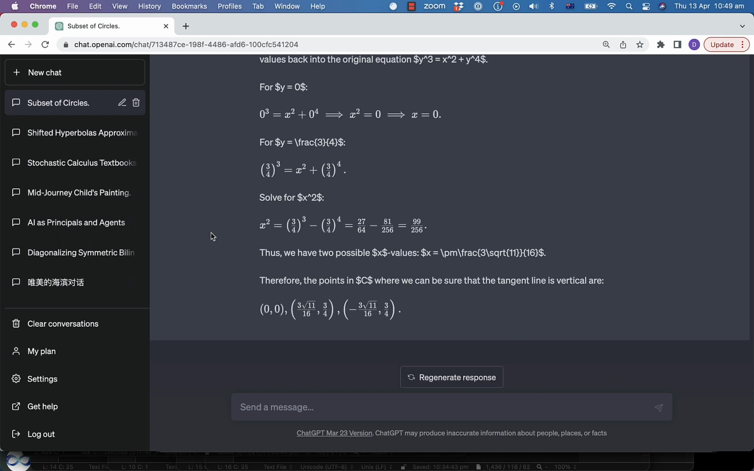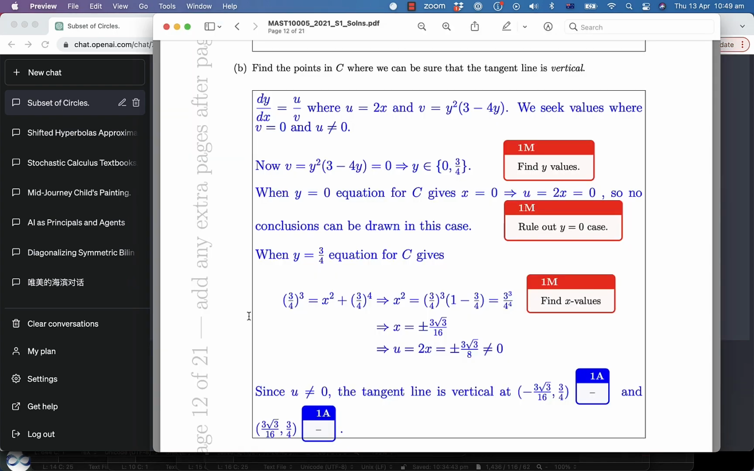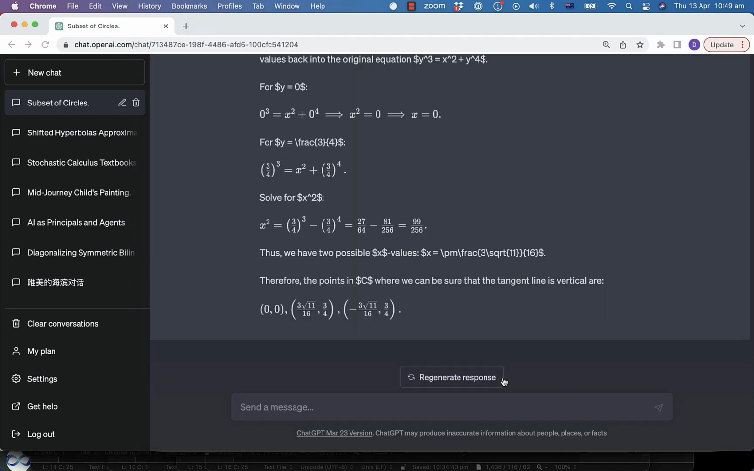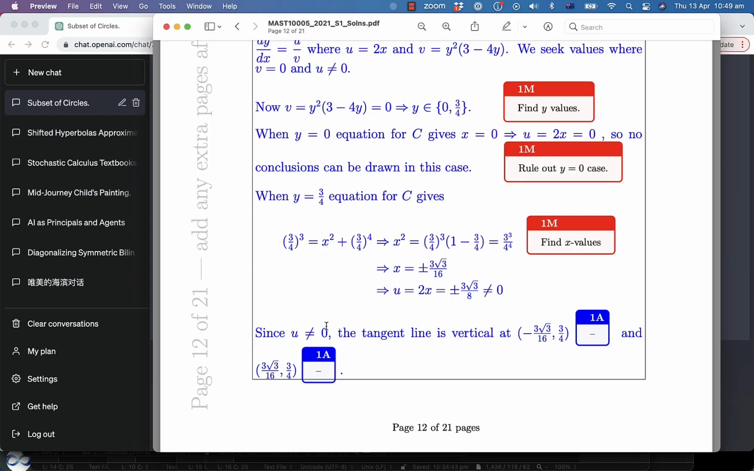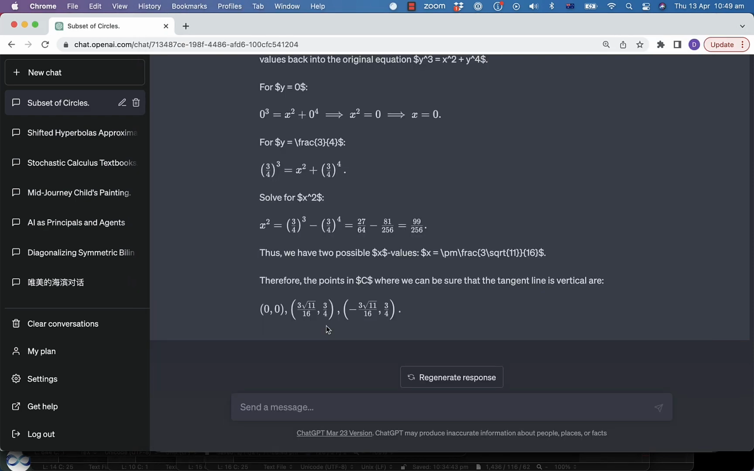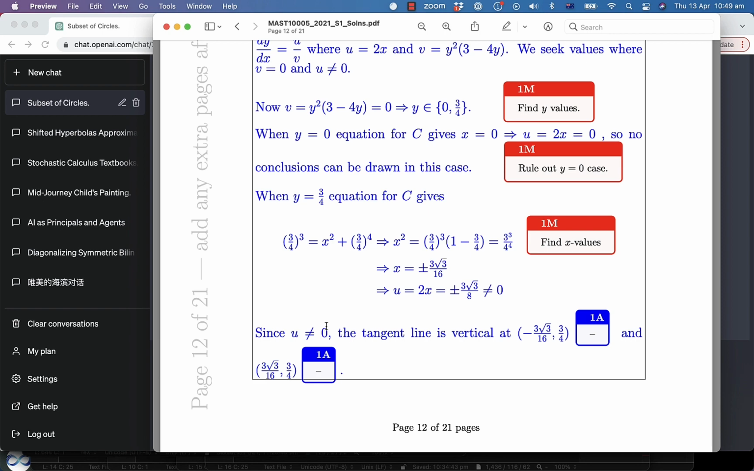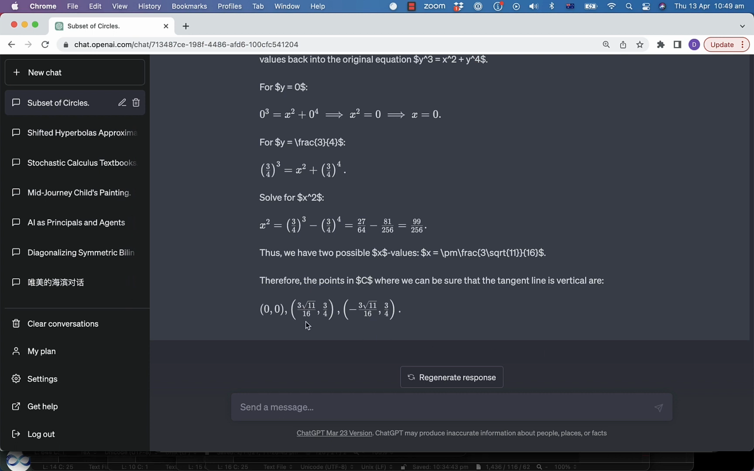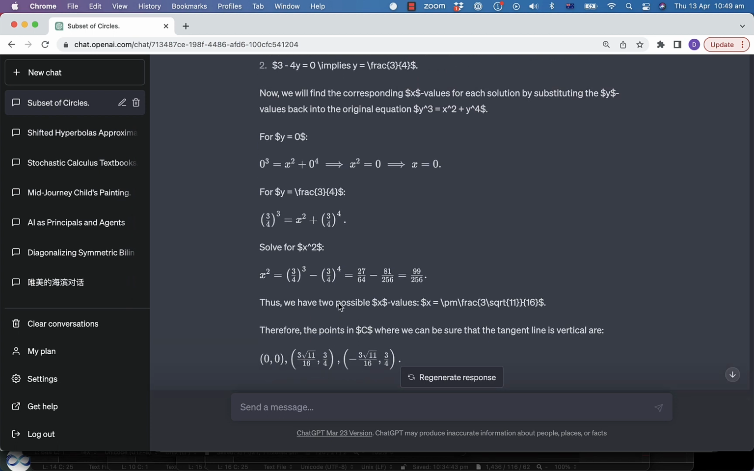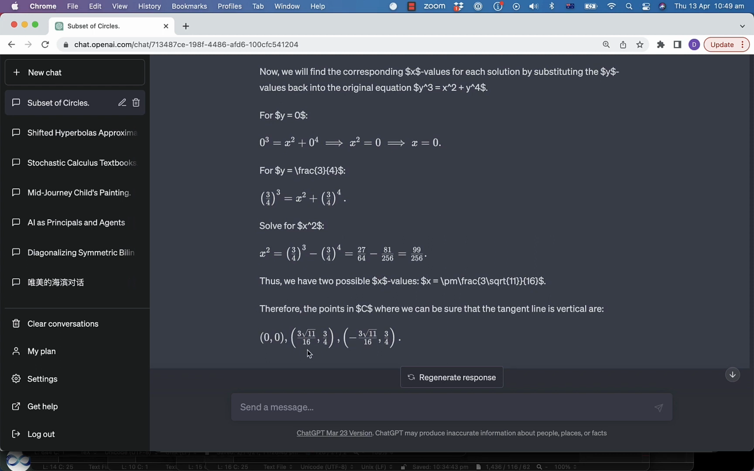0 is wrong. That's the one we had to exclude. Yeah. 3 root 3 on 16. No. It's a calculational error there too. Got the right y value somehow. It's pretty close. Yeah, this is kind of a solid B student answer, I'd say.